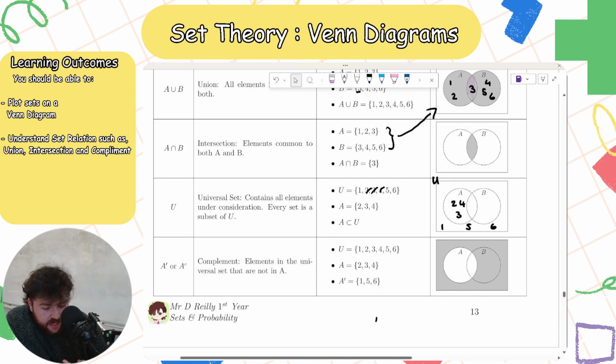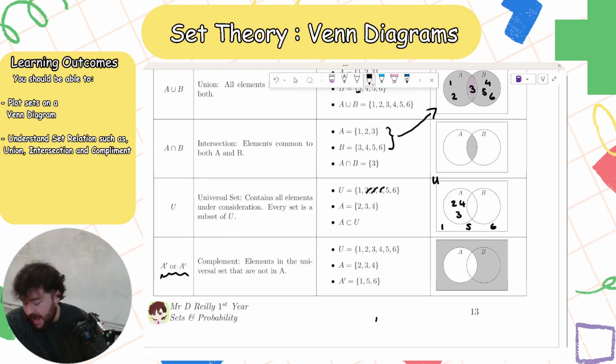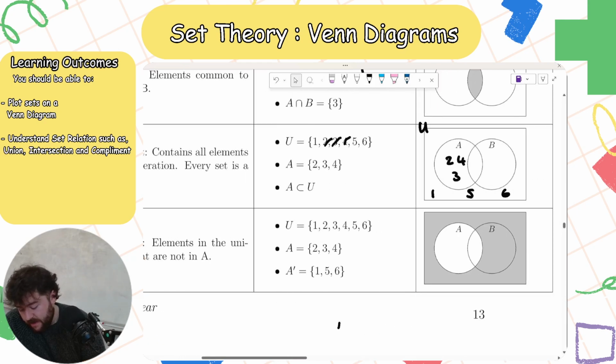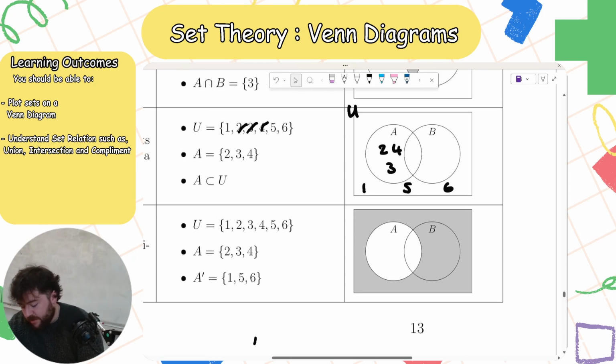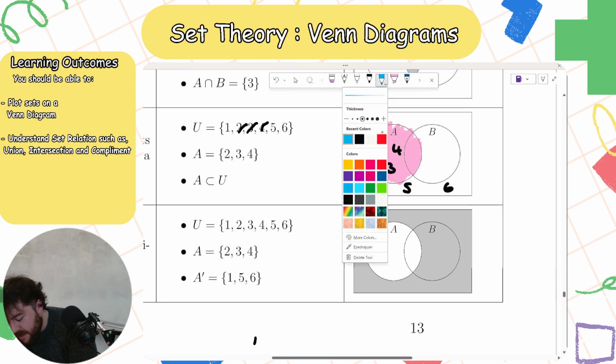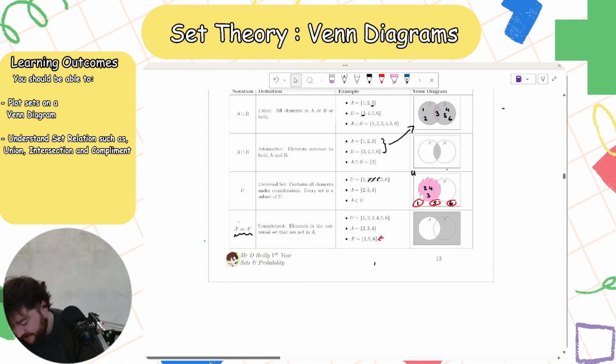And finally, the last one is the complement of a set. That's the elements in the universal set that are not in A. That is usually given by a little tick or a little C. So A tick, or A complement, just means everything not in A. For example, I have a universal set here: 1, 2, 3, 4, 5, 6. So what's not in A? This is all of A, this entire circle. What's not in A is 1, 5, and 6. So the complement of set A is 1, 5, and 6.